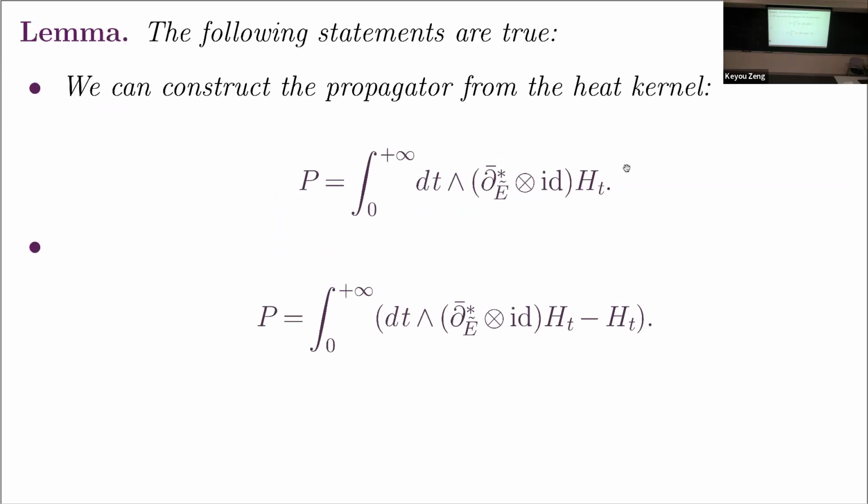First, we can construct the propagator from the heat kernel. So our propagator can be given by this formula. H_T is just the heat kernel, and we apply some differential operator to H and perform the integration over T. Then we can get the propagator. And the second statement just says that if we add some extra term, such that this term is a zero form with respect to T, then our integral is unchanged. That's almost a trivial fact, but it turns out that this is quite important in our formulation.